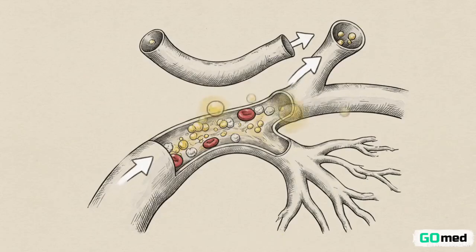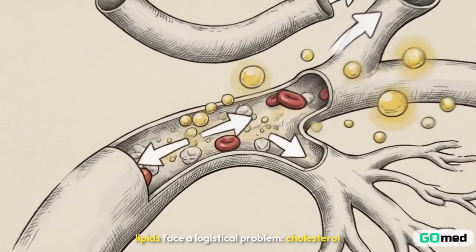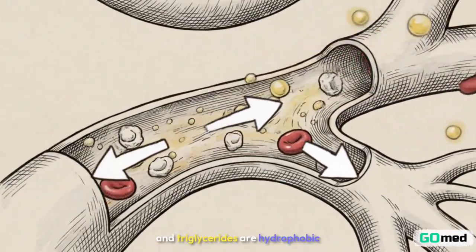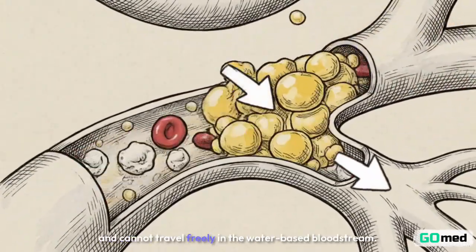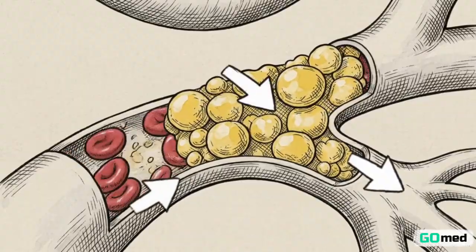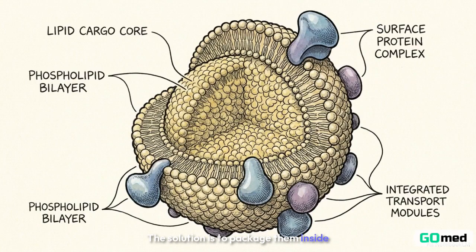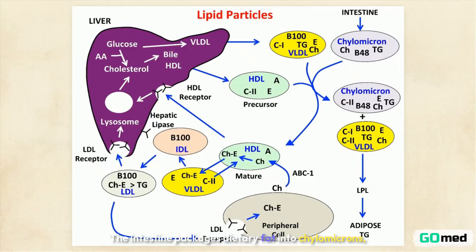Regardless of their origin, lipids face a logistical problem. Cholesterol and triglycerides are hydrophobic and cannot travel freely in the water-based bloodstream. The solution is to package them inside specialized protein-coated vessels known as lipoproteins. The intestine packages dietary fat into chylomicrons, while the liver packages synthesized fats into very low-density lipoproteins, or VLDL.